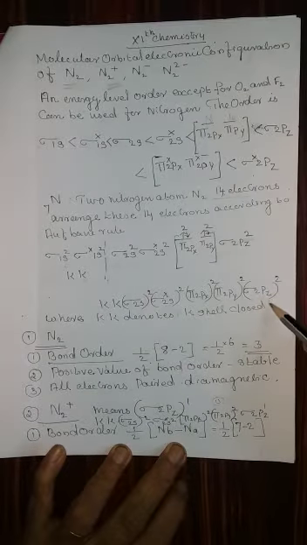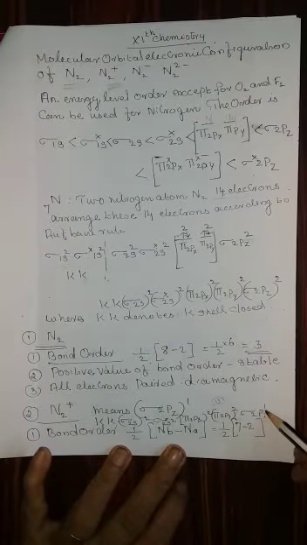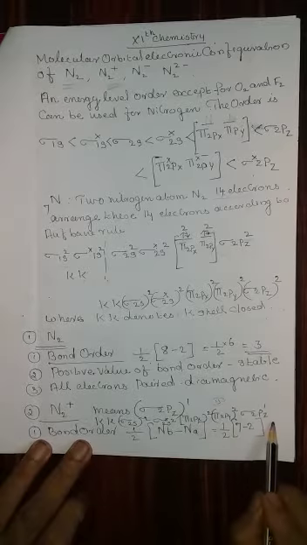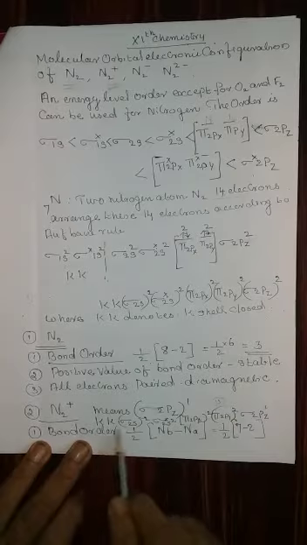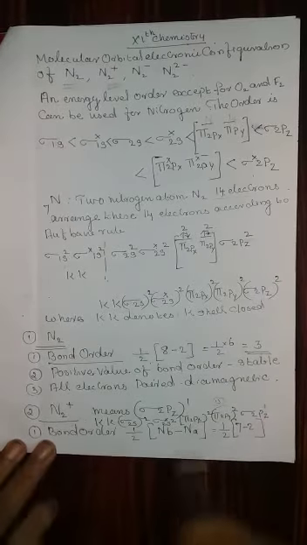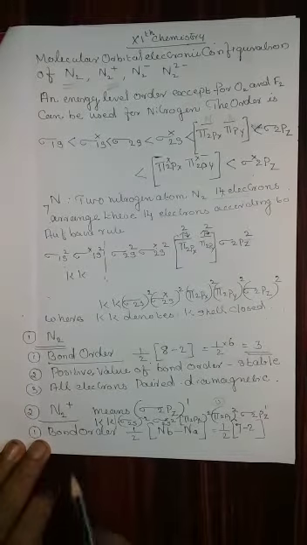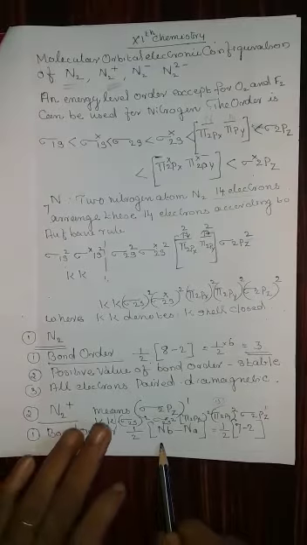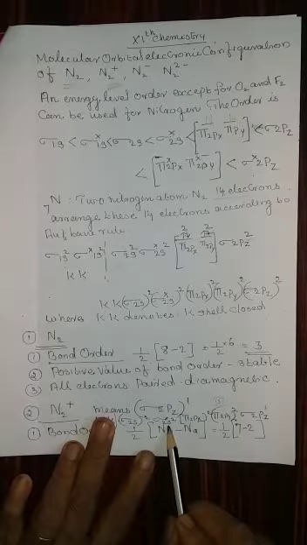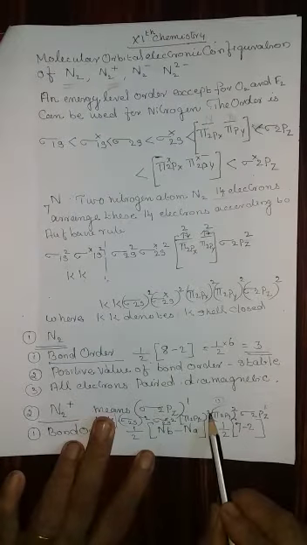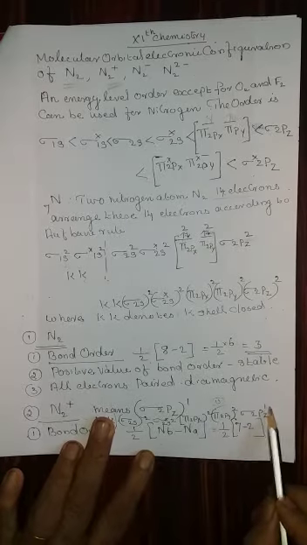Therefore sigma 2pz, instead of 2, it becomes 1. That is the result. Write the result and count the superscripts. If it comes to 13, that means your electronic configuration is correct. Now write it with the K shell closed, so that for the bond order you consider only from sigma 2s, sigma star 2s, pi 2px2, pi 2py2, sigma 2pz1.